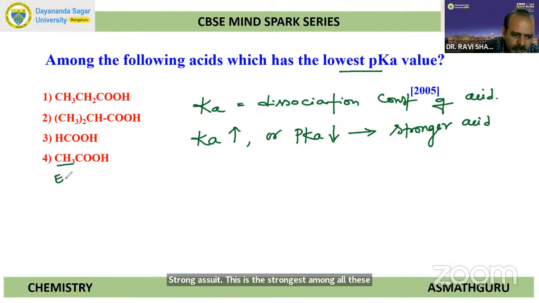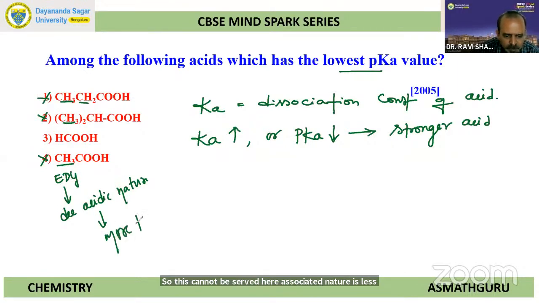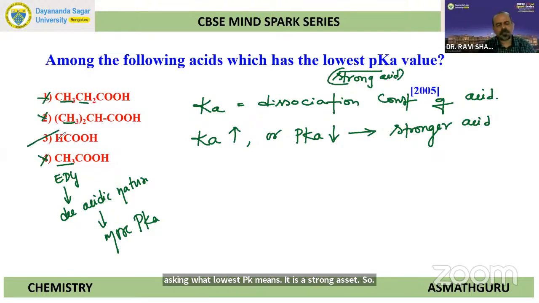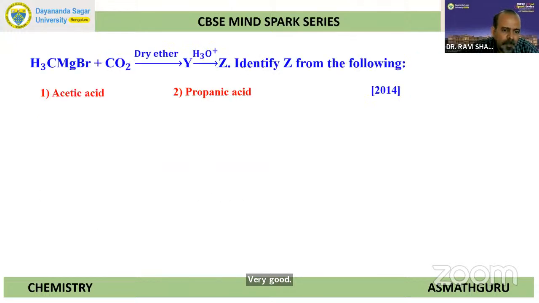These are electron donating groups, and electron donating groups decrease acidic nature. In all of these you have CH2 groups, so this cannot be the answer. Here the acidic nature is less, which means it has more pKa. He's asking for the lowest pKa, which means a strong acid. Which is the strong acid? STOH is the strong acid. Very good.